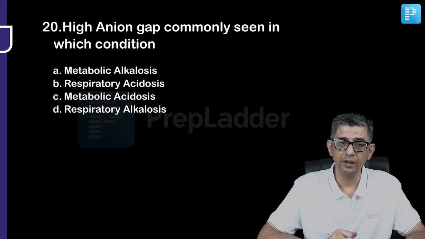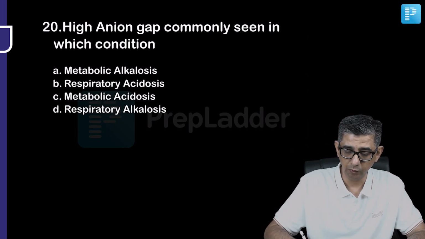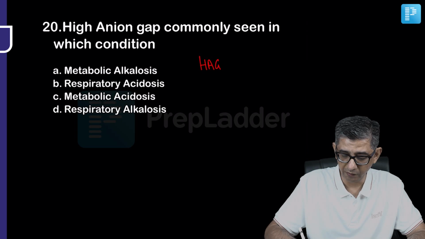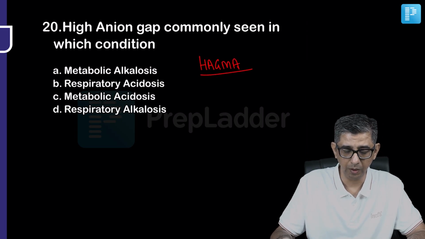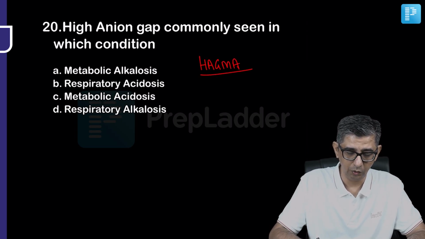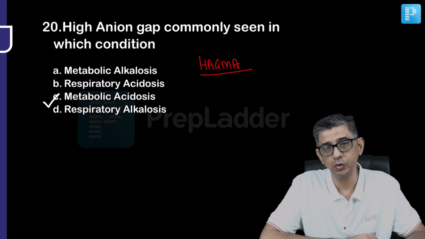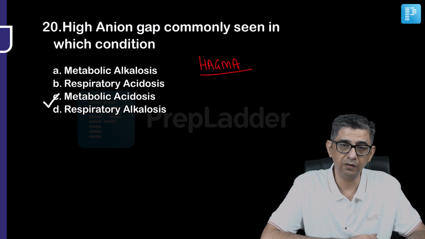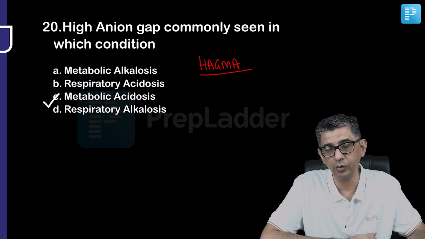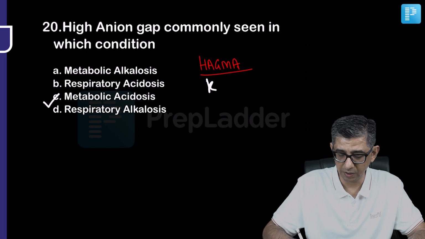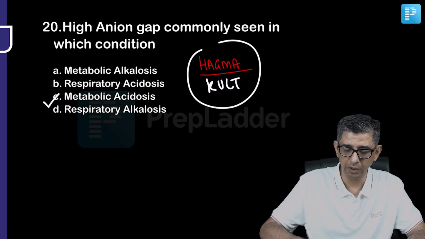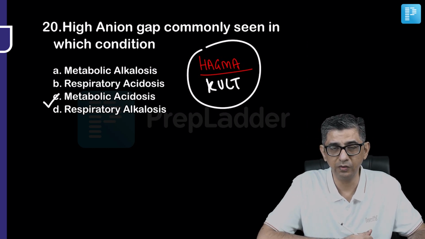The next question said HAGMA, that is high anion gap, would be seen with which condition? So every time you read about a HAGMA, that would be a metabolic acidosis in a patient. The normal anion gap values would be given by you as 6 to 12 milliequivalents, and whenever we have HAGMA, there could be multiple reasons for it also. Like one of the mnemonics that I mentioned to describe HAGMA would be ketoacidosis, uremia, lactic acidosis, and toxins.